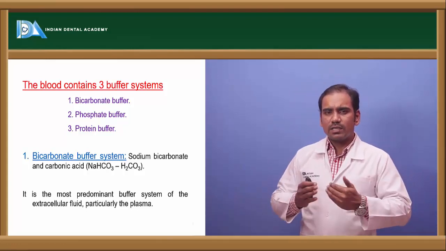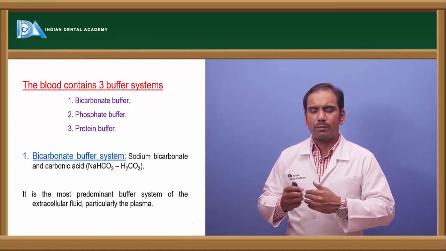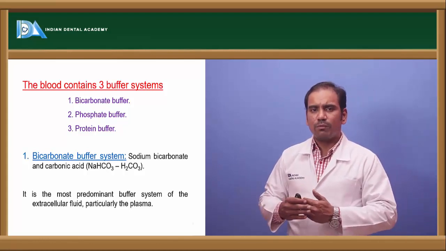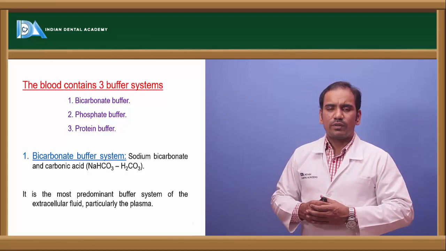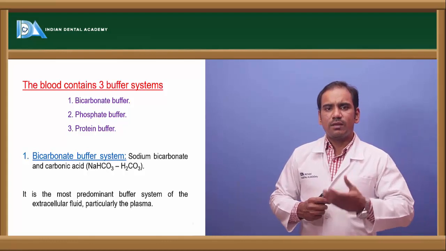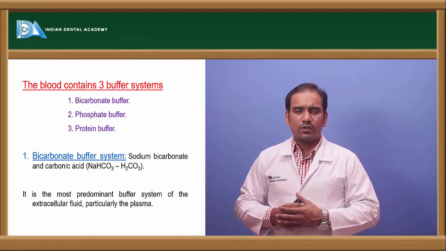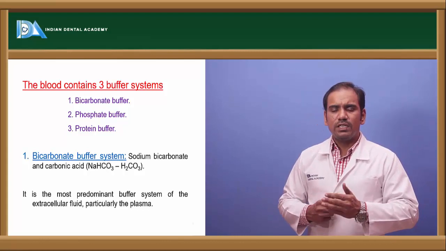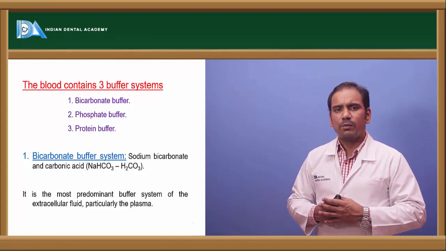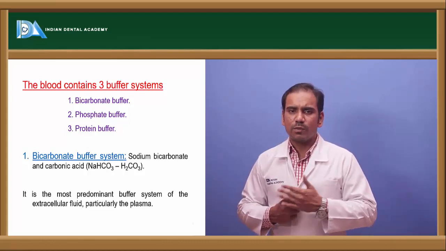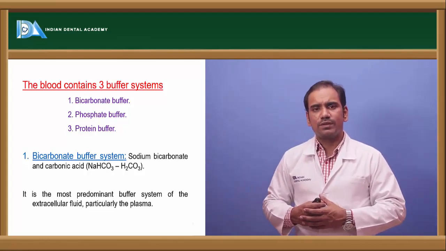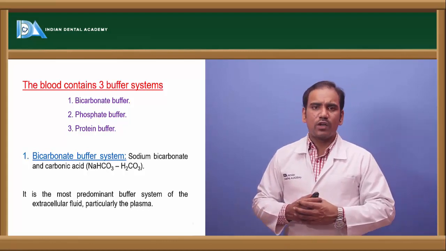Whenever there is a disturbance in the acid-base balance, that is, whenever there are pH fluctuations, the first things which come into action are buffers. What are buffers? Buffers are solutions which resist changes in pH when acid or base is added. Such solutions we call buffers. We have three types of buffers involved in the first line of defense: bicarbonate buffer, phosphate buffer and protein buffers.